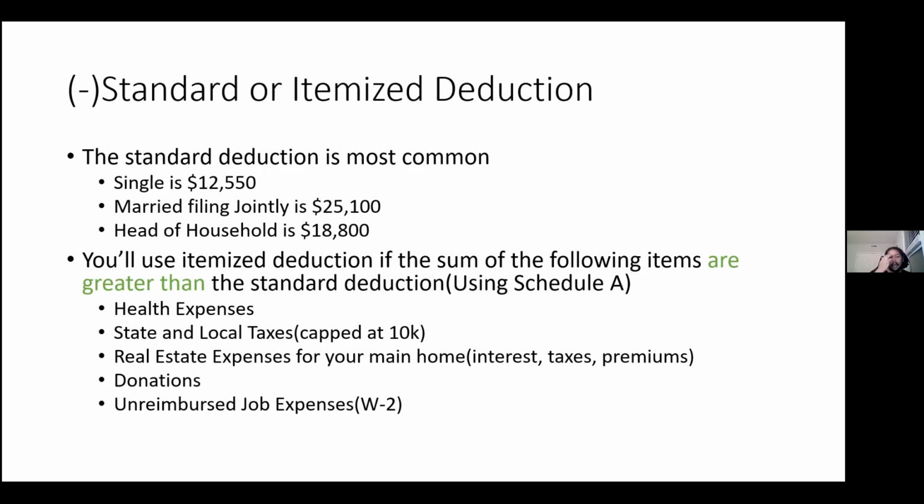So if your job gives you money back, and you go out and spend the money for uniforms or something, and it costs $200, but they gave you 100 towards it, then the other 100 is what you would be able to write off, not 200, obviously. So that's basically what's happening with the standard versus itemized deduction.